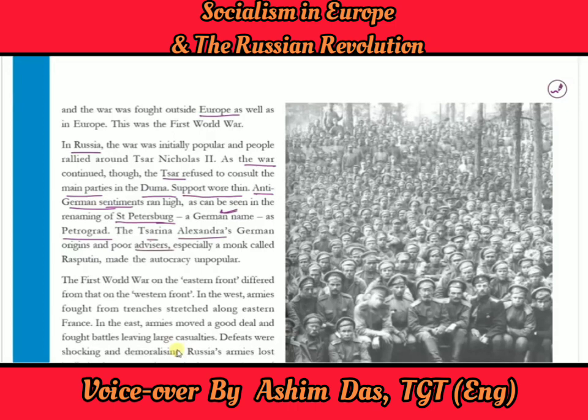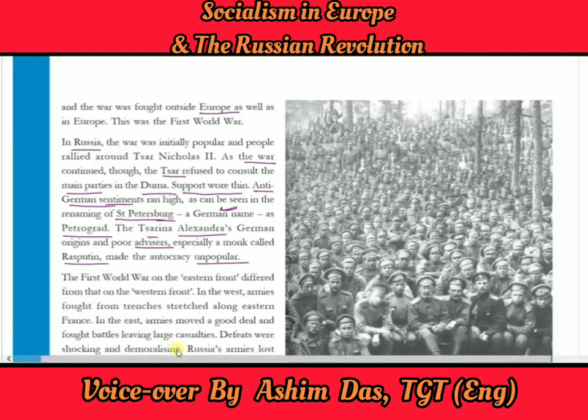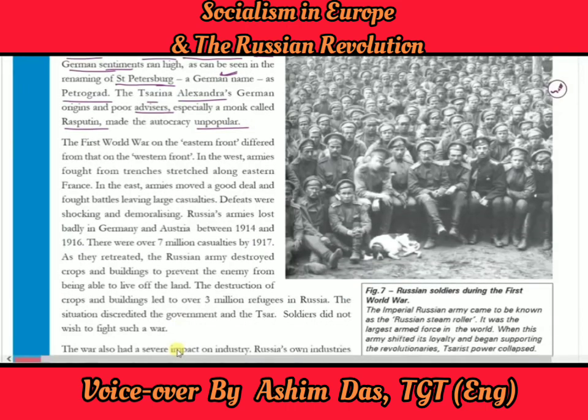The Tsarina, the queen, Alexandra, was of German origin. She was from Germany and her family was from Germany, and poor advisors like a monk, Rasputin, made the autocracy more unpopular. Rasputin also was not liked by the people of Russia, and neither was the German-rooted princess, the Tsarina Alexandra of Russia.